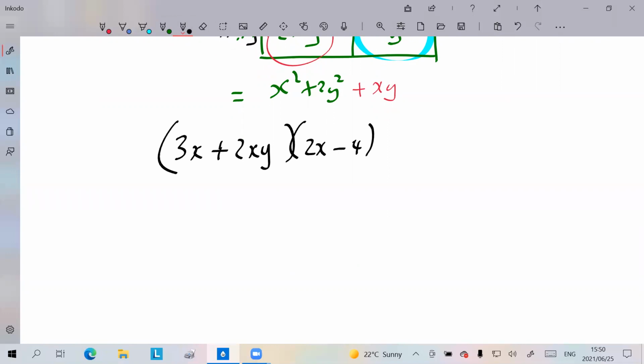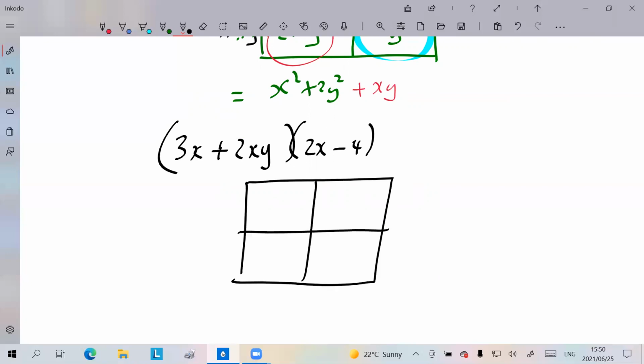And right, okay, so let's draw the table. I know there's 4 terms, so I'm putting 4. Right, so I'm filling in. Let's use some colors because I have it. 3x plus 2xy, 2x minus 4. Now multiplying. I'm multiplying this with this first. Let's see, 3x times 2x is 6x squared, right?